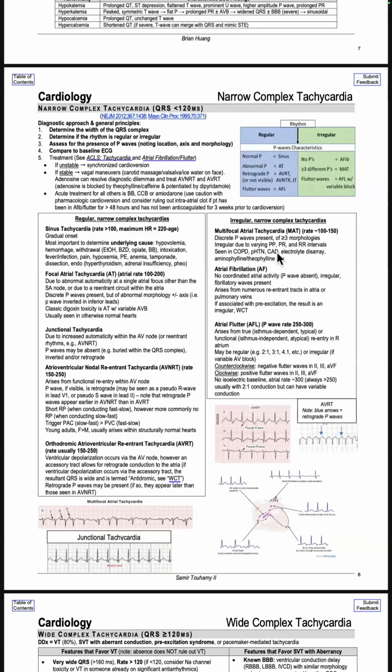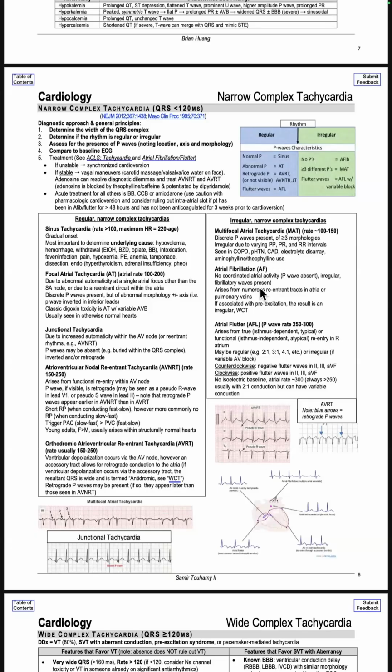So in this one, there are basically multiple foci. So there are multiple points in the atria or other places other than the SA node that are causing the atrial depolarization. So a simple way to remember this is if it is irregular narrow complex tachycardia and there's greater than or equal to 3 P wave morphologies, it's likely multifocal atrial tachycardia.